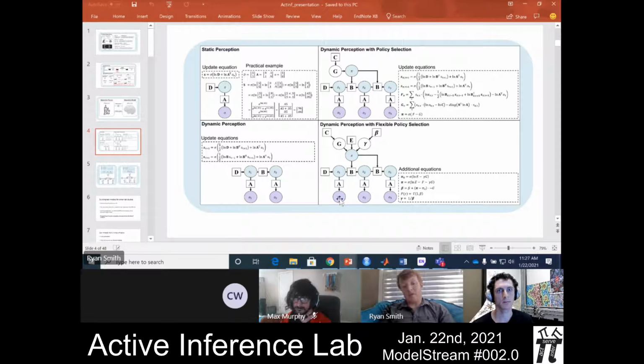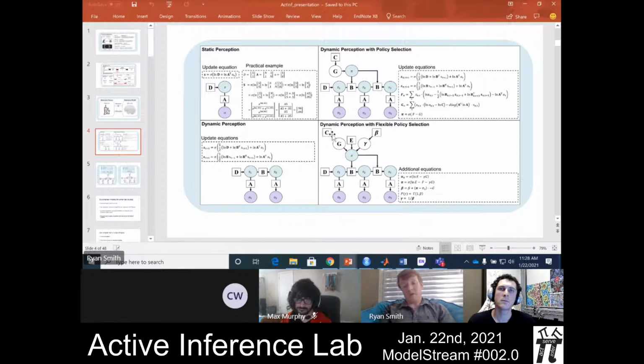We're going to be specifying what the observations are. We're going to be specifying the likelihood A. So in other words, what states generate what observations with what probability. We're going to be specifying D and B, which are the priors over initial states and beliefs about how states are going to transition. And we're going to define policies, this pi thing, which is going to tell us the different possible state transitions we could choose.